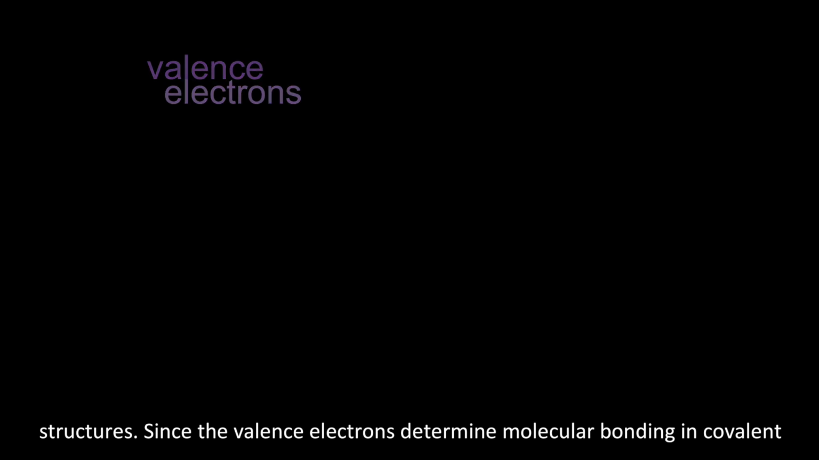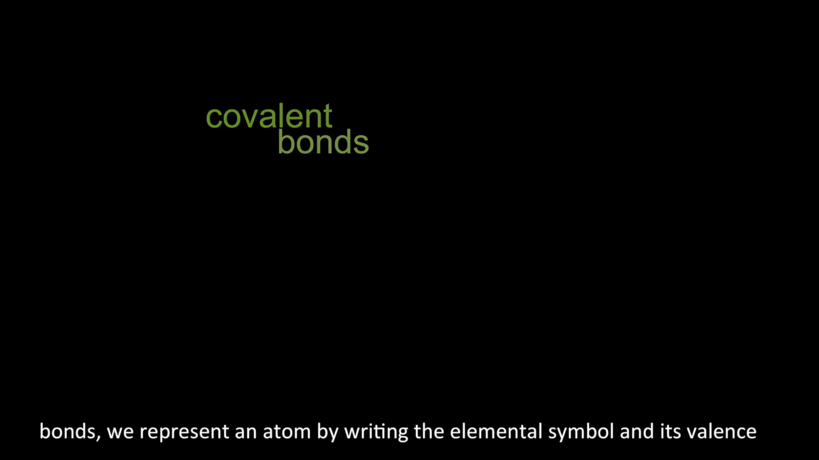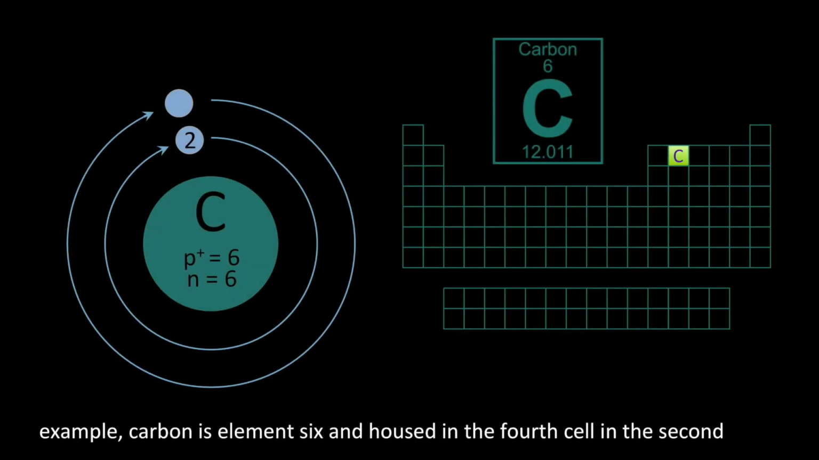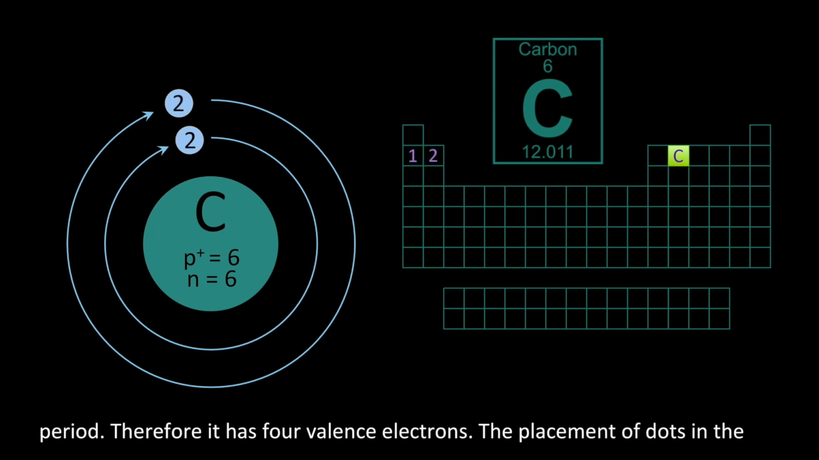Predicting molecular arrangements of covalently bonded molecules formed by elements in the first 3 periods can be simplified by using Lewis dot structures. Since the valence electrons determine molecular bonding in covalent bonds, we represent an atom by writing the elemental symbol and its valence electrons. The simplest way to determine the number of valence electrons an element has is by counting from left to right in the row the atom is located. For example, carbon is element 6 and housed in the 4th cell in the 2nd period. Therefore, it has 4 valence electrons.